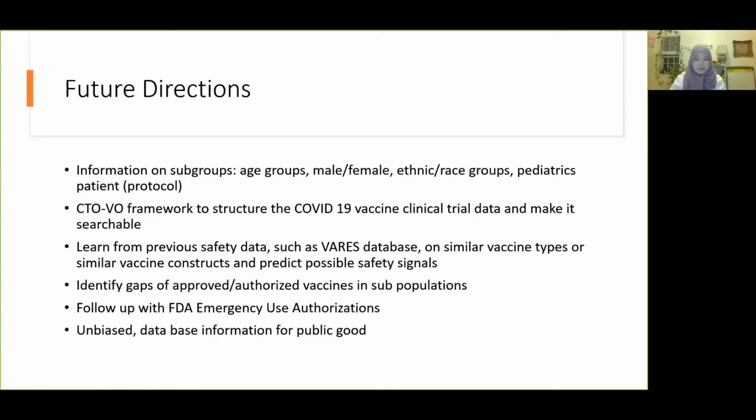So for the future directions, we are going to look into the protocol to obtain the subgroup analysis information. We will keep track of COVID-19 vaccine clinical trial information by using CTO and VO, making the data structured and searchable. We also aim to learn from the previous safety signals for predictive analysis, and we will follow up with the FDA's guidance and EUA authorization. In conclusion, we aim to provide unbiased, data-based information for the public good.